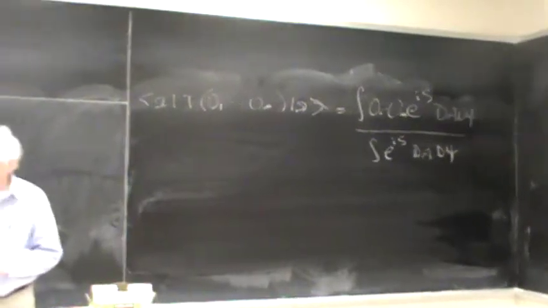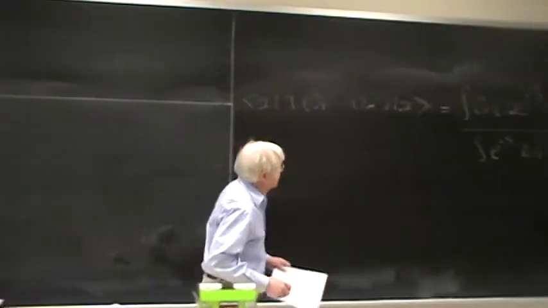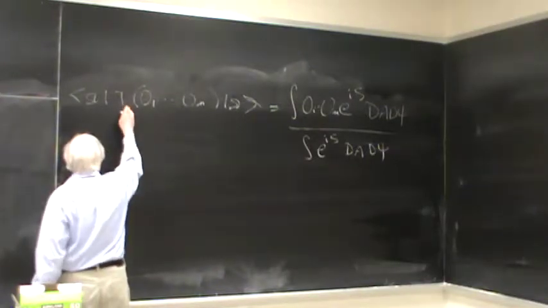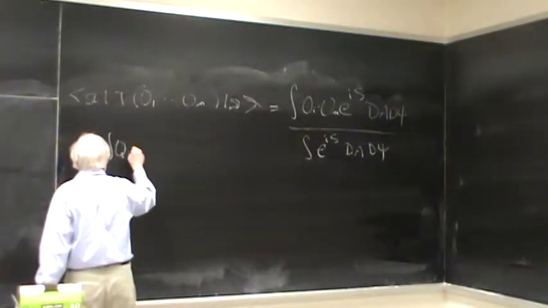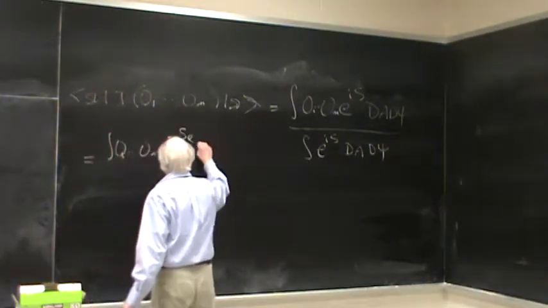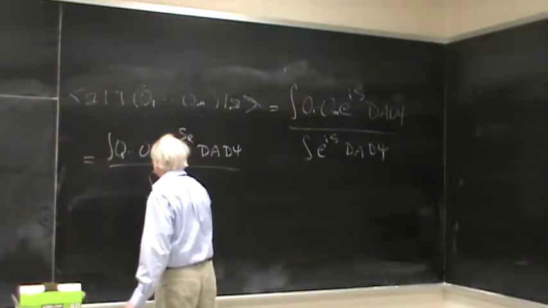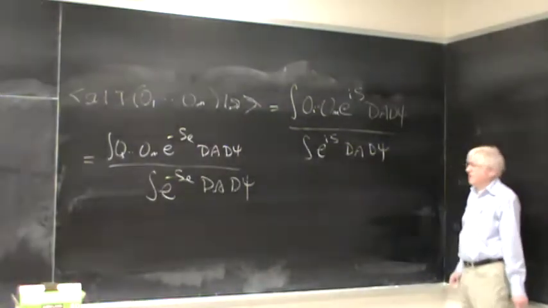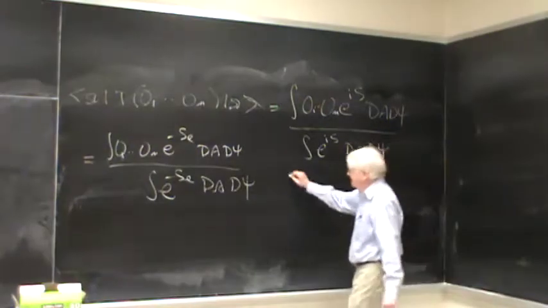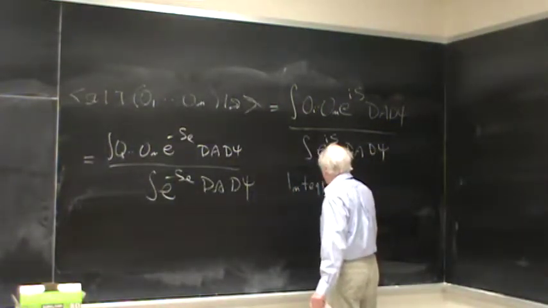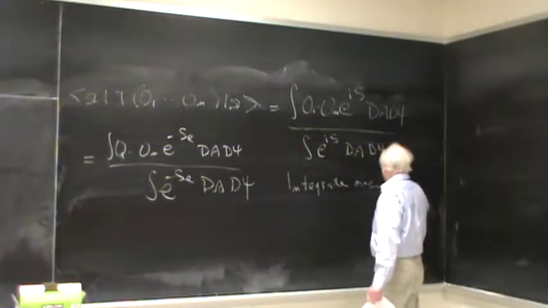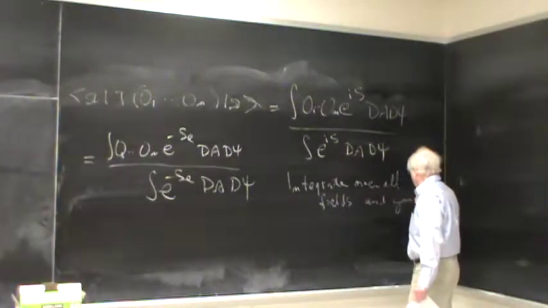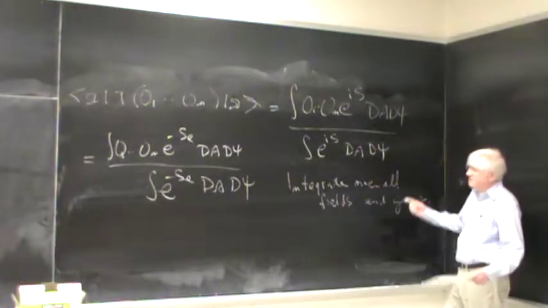Or this can be either in ordinary space or Euclidean space. So in Euclidean space, it would be the Euclidean time-ordered product, and then it would be O1 ... On e to the minus S_E dA d psi over... And when I say d psi, I mean d psi bar d psi. Okay, so that's integrate over all gauges. So that's one way, and that's a particularly nice expression.